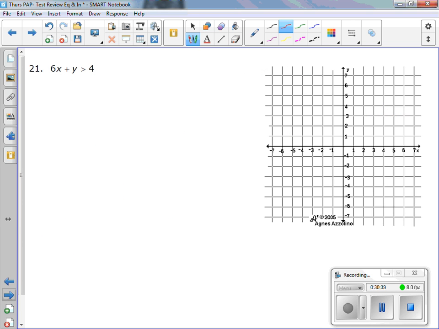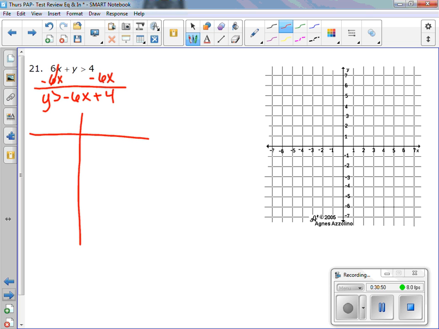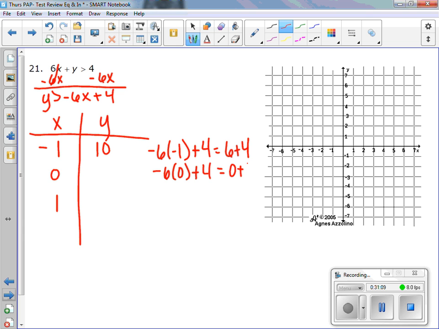The next one actually requires me to solve for y. So I'm going to get rid of the 6x, and that gives me y is greater than negative 6x plus 4. At this point, I can now make my xy table: negative 1, 0, 1. This is negative 6 times negative 1 plus 4. So negative 6 times negative 1 is positive 6, which 6 plus 4 gives me 10. Negative 6 times 0 is 0, plus 4 is 4. Negative 6 times 1 is negative 6, plus 4 is negative 2.